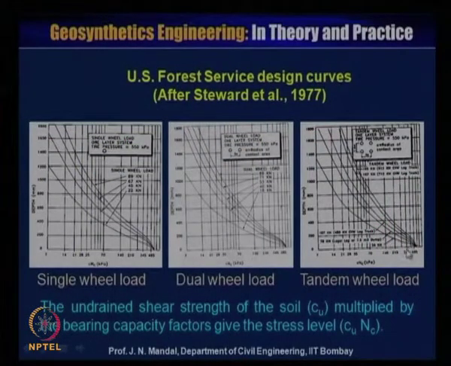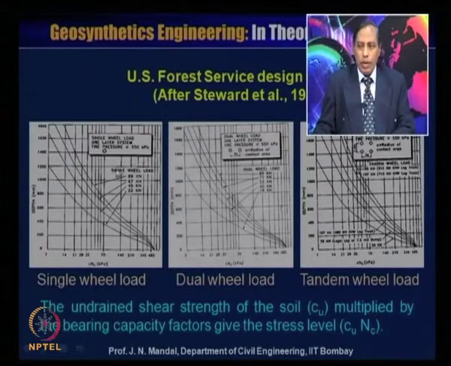So, this is the US Forest Service design curve, and different design curves have been prepared. This one is for the single wheel load, this for the dual wheel load, and this for the tandem wheel load. Here for the single wheel load the tire pressure is 550 kilopascal, for the dual wheel load also the tire pressure is 550 kilopascal, and for the tandem wheel load the tire pressure is 500. So, we can use the chart as per requirement.